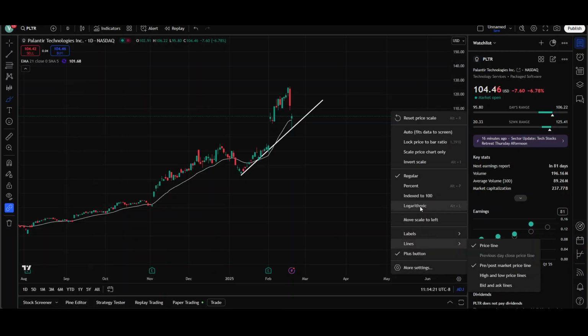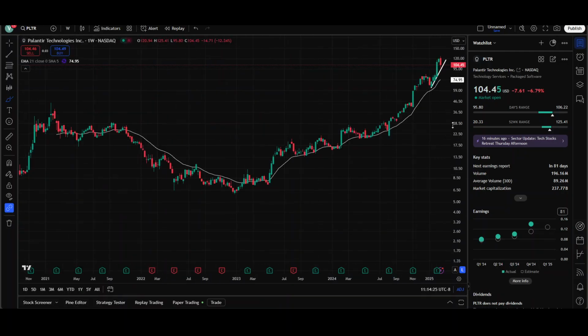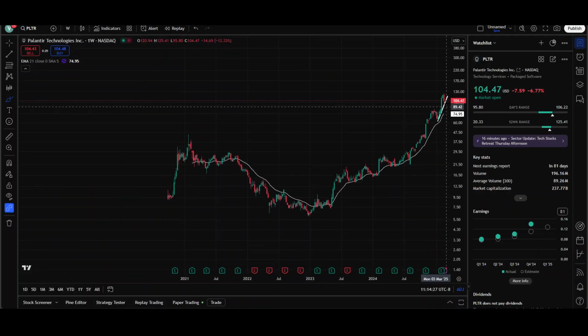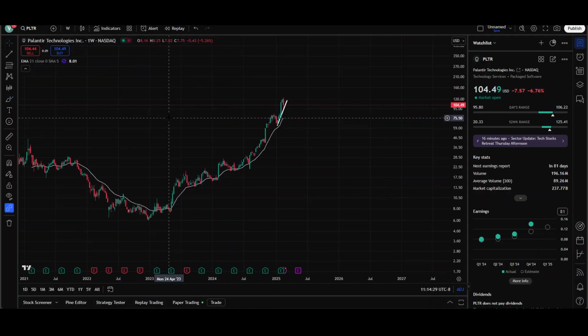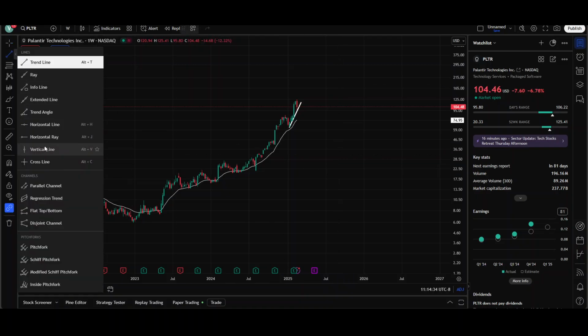Let's take a look at the log scale on the weekly chart. Here's a look at the log scale on the weekly chart. Price did get a little bit overextended from the EMA. But again, a lot of times these trends can last a long time. It was very unsustainable, but again, it can last longer than most people think.